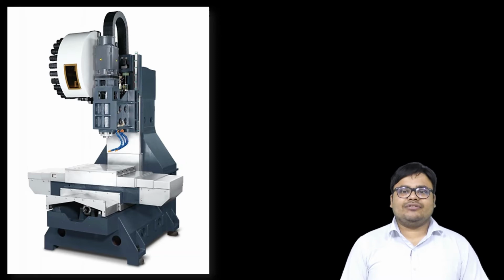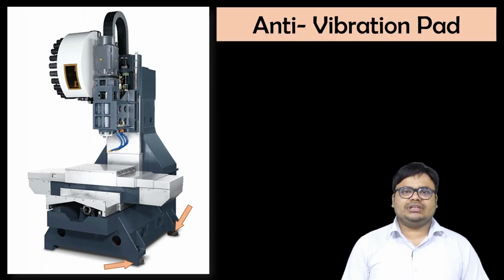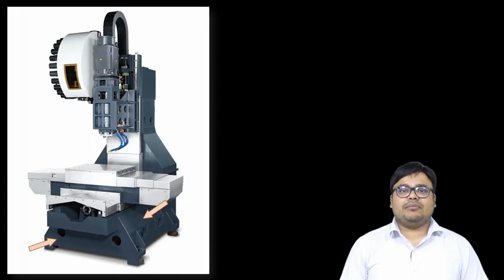First of all, starting with the anti-vibration pad, you can see over here. These anti-vibration pads are quite necessary for the machine, and they avoid unnecessary vibration and give rigidity to the machine. So starting from the bottom of the machine, next you can see the base of the machine.